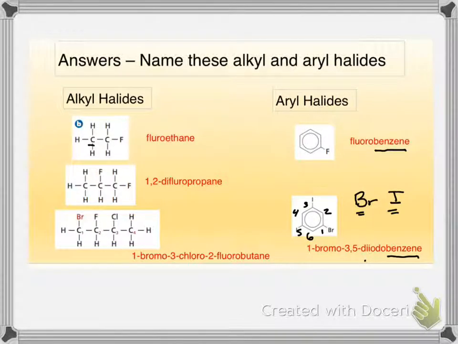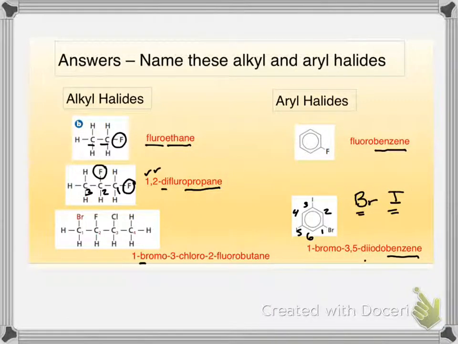On this side, you have 2 carbons, so it's ethane, and you have a fluorine, so it's fluoroethane. Here you have 1, 2, 3. 3 carbons is propane, and you have a fluorine on carbon number 1 and carbon number 2. So it's 1,2-difluoropropane. And the last one here, you can see how it's numbered, 1, 2, 3, 4. 1-bromo-3-chloro-2-fluorobutane.